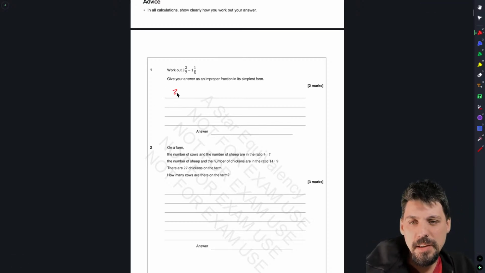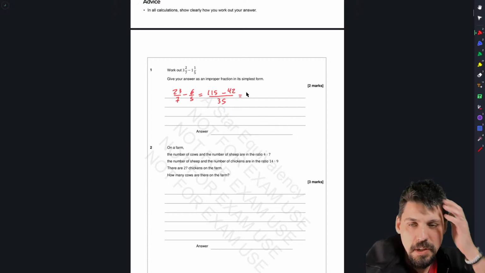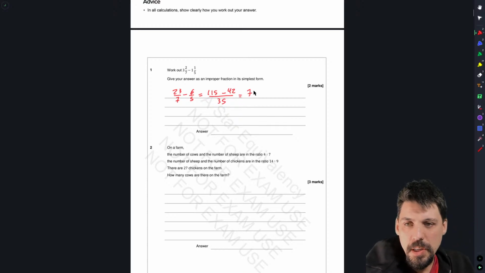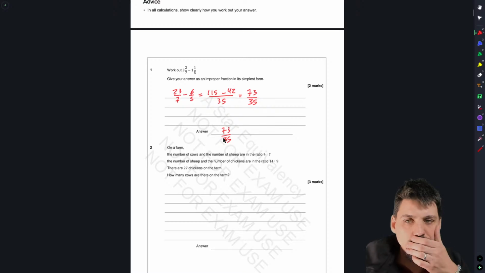But what's that? That's 23 over 7 minus 6 over 5, which is 115 minus 42 over 35. Is that right? 21, 23. The thing is, when you're doing something like this, you just end up really paranoid about everything. Because of course, there's a whole ton of pressure.